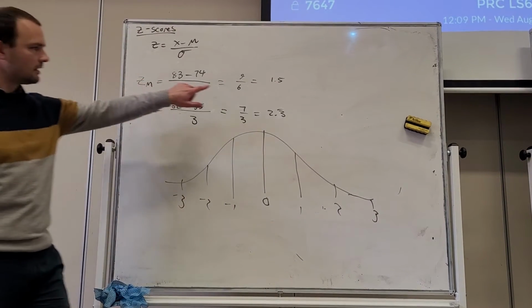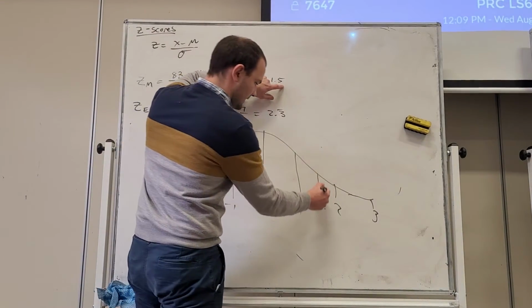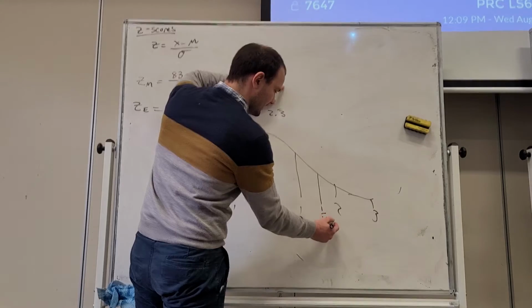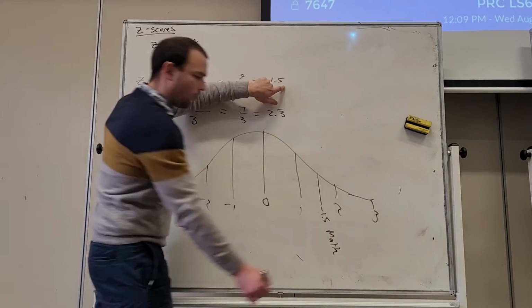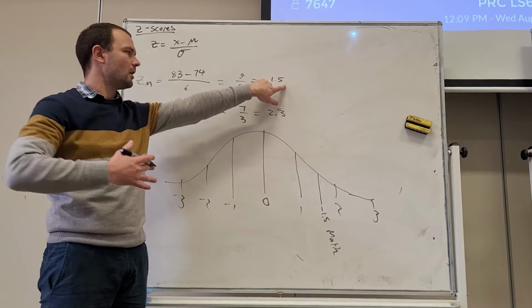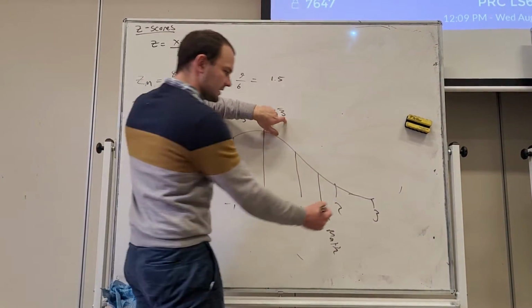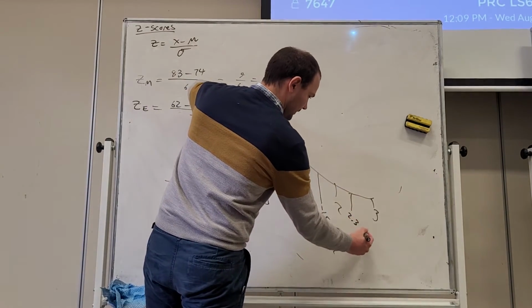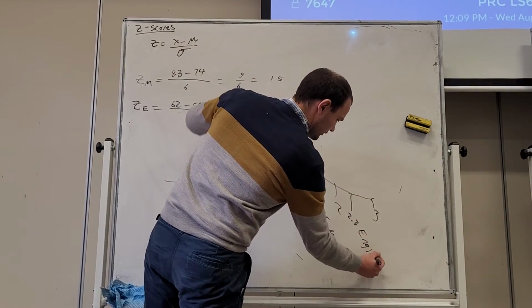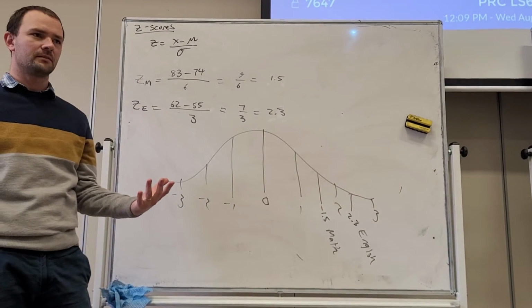In maths, his result is 1.5. Where is that? That's going to be here. His result in maths is 1.5 standard deviations above the mean. So it's better than average, right? But his result in English is 2.3 standard deviations above the mean. So the question is, which one did he do better in compared to the rest of the class?